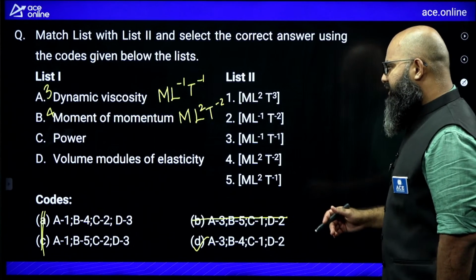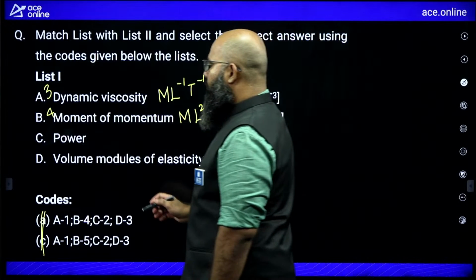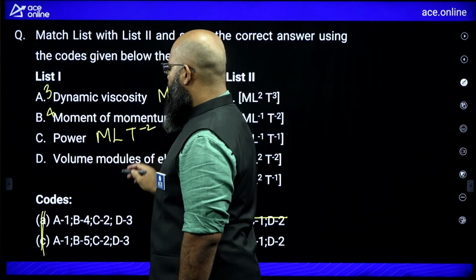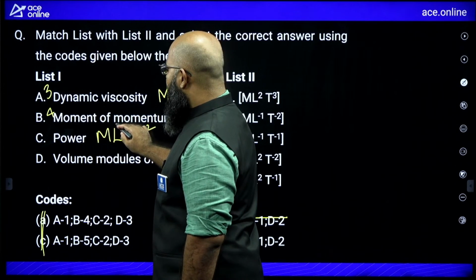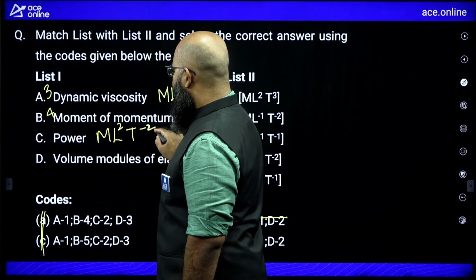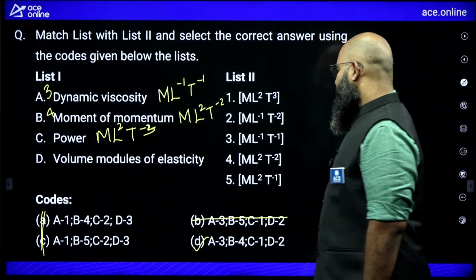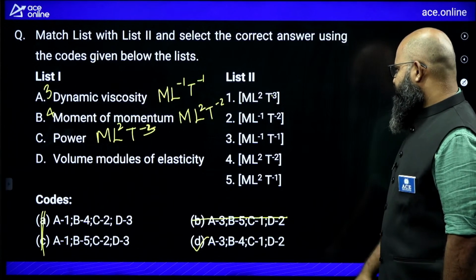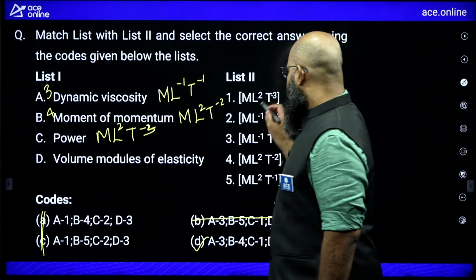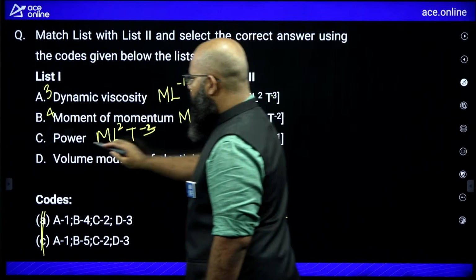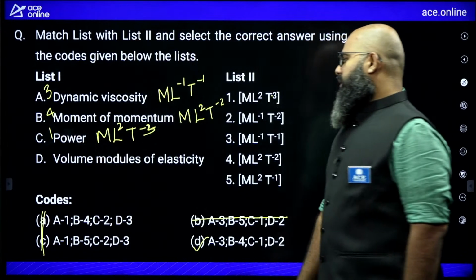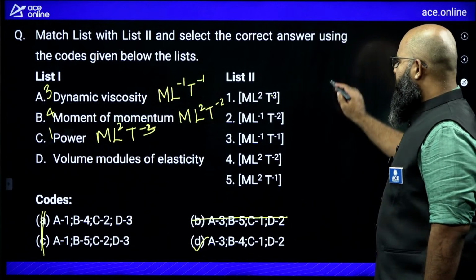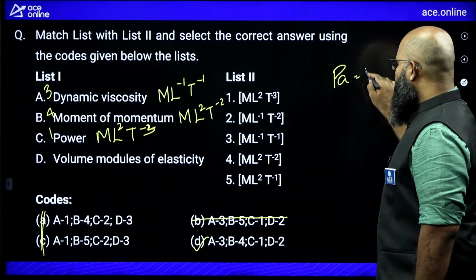Still, let us complete this thing. Power is equal to force into velocity. So M L T power minus 2 is force. Velocity is equal to L T power minus 1. So it should be M L square T power minus 3. There should be a minus over here. Printing mistake, I'm sorry. So C will go with 1. Bulk modulus of elasticity or volume modulus of elasticity. It will have the units of Pascal only, Newton per meter square.